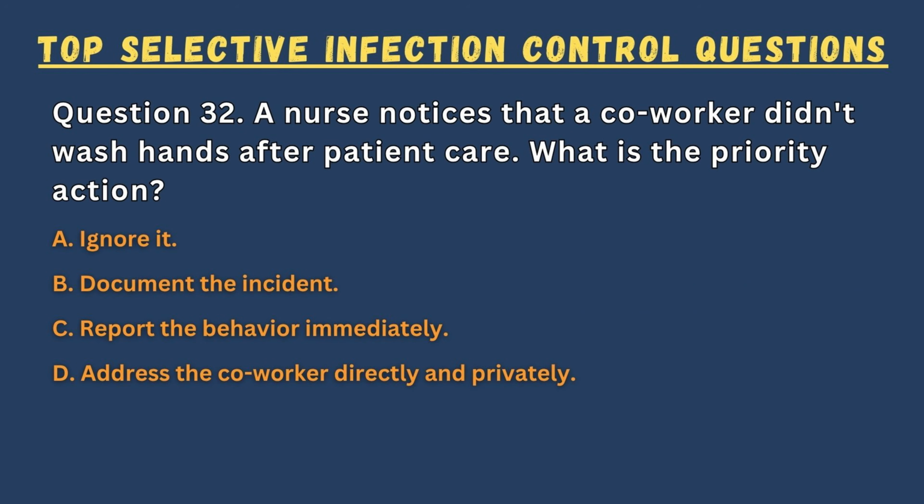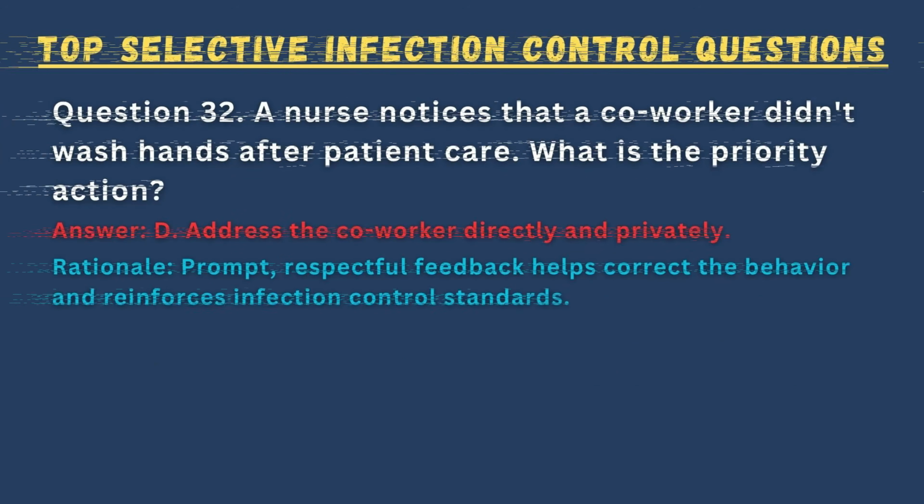Question 32. A nurse notices that a coworker didn't wash hands after patient care. What is the priority action? A. Ignore it. B. Document the incident. C. Report the behavior immediately. D. Address the coworker directly and privately. Answer: D. Address the coworker directly and privately. Rationale: Prompt, respectful feedback helps correct the behavior and reinforces infection control standards.